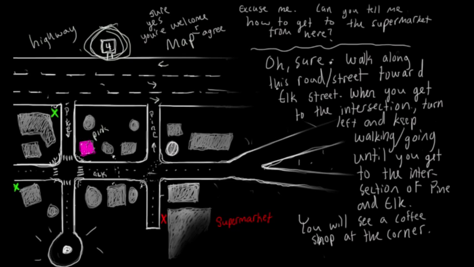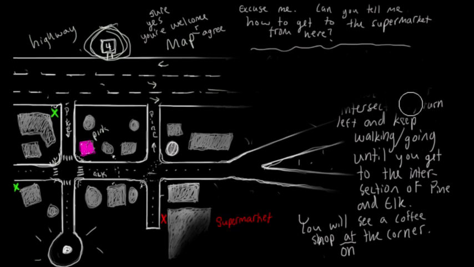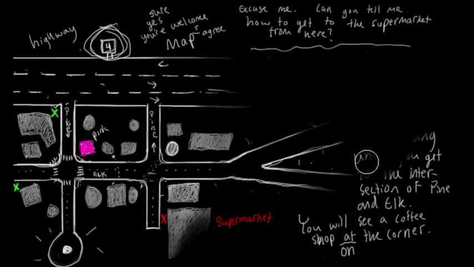Okay, so far. Oh, sure. Walk along this street toward Elk Street. When you get to the intersection, turn left and keep going until you get to the intersection of Pine and Elk. You will see a coffee shop at the corner. We could also say on the corner. Okay, so this is what we've done so far. Now, we need to say how to get to the supermarket, so we have to continue.